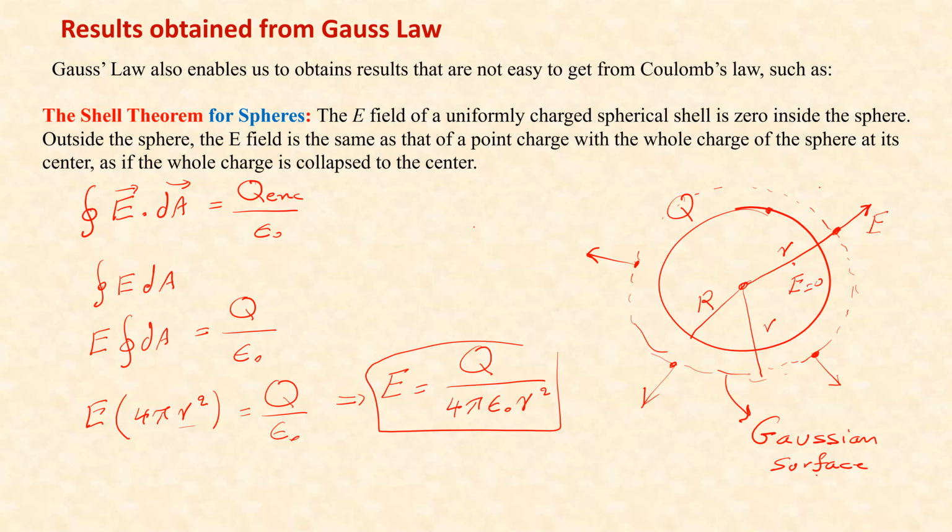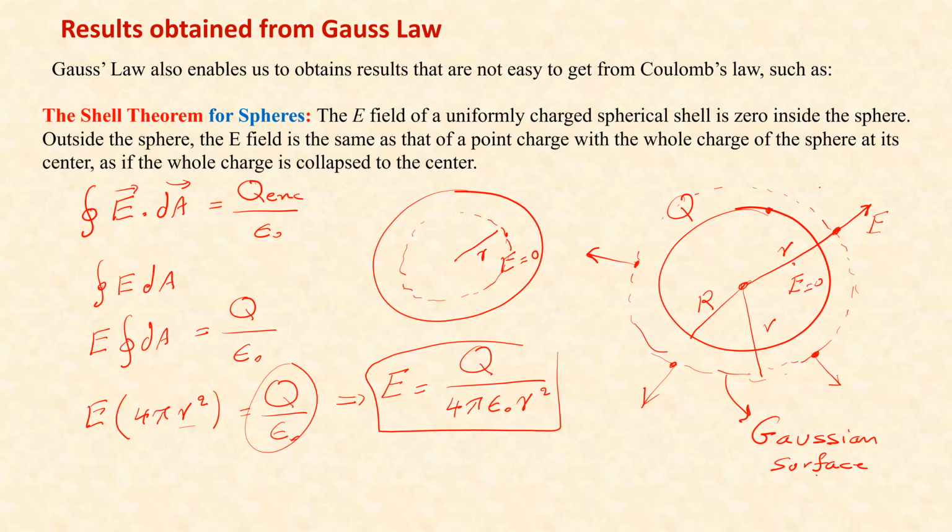And of course, if you want to find the electric field inside the sphere, you take the Gaussian surface to be inside the sphere with radius r, and then do the same argument, except that you have 0 here, so E becomes 0.